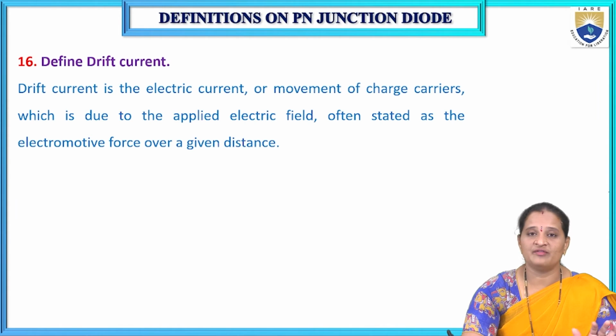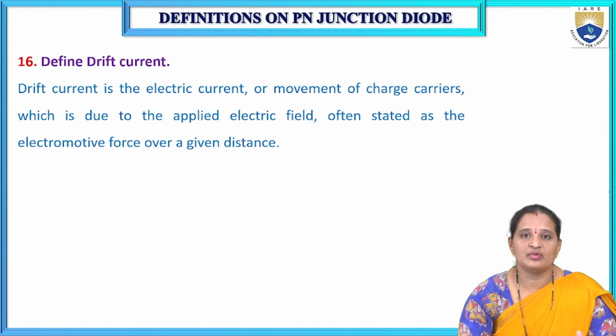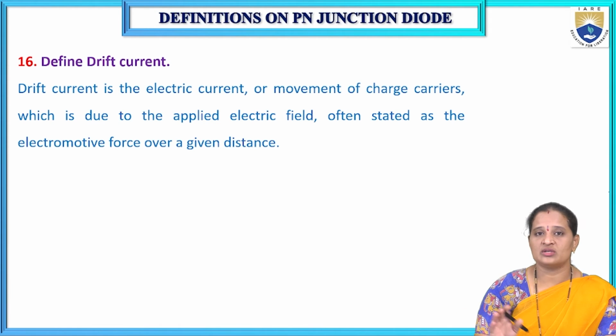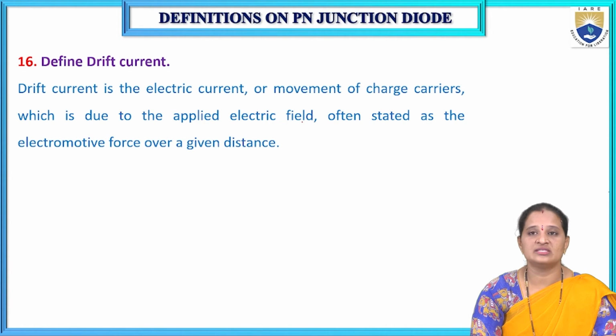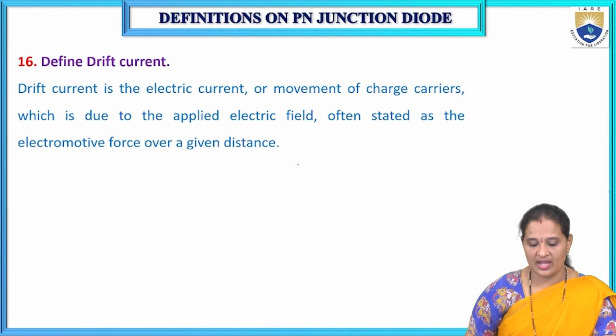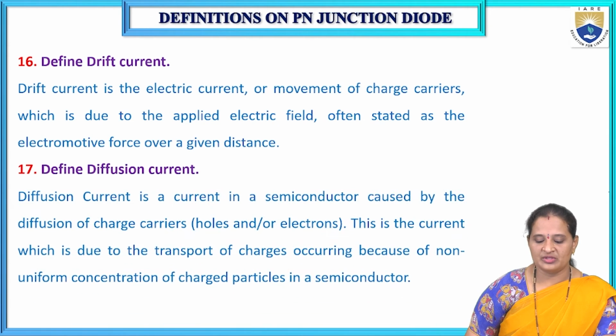So what happens whether it is a forward biased or reverse biased PN junction diode? The charge carriers will be moving from one place to the other place. The process of motion of charge carriers from one place to the other place is known as diffusion. That leads to some current which is known as diffusion current, whereas the drift current is the current due to the applied electric field, due to the motion or movement of charge carriers, and this is also called as electromotive force.